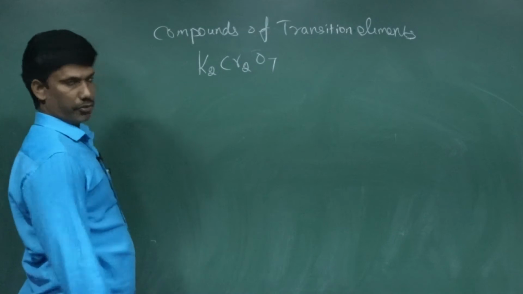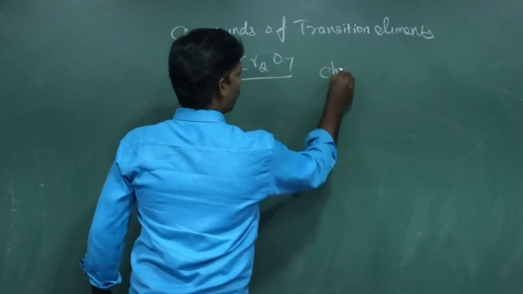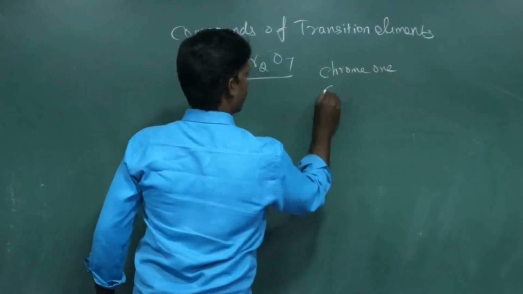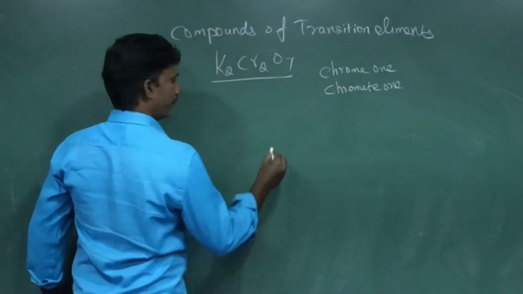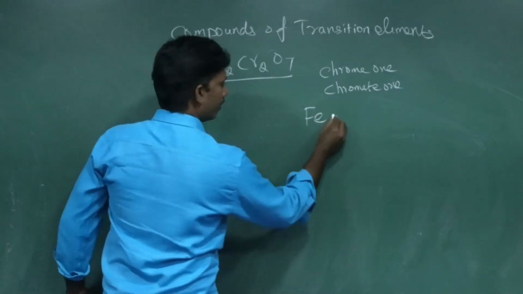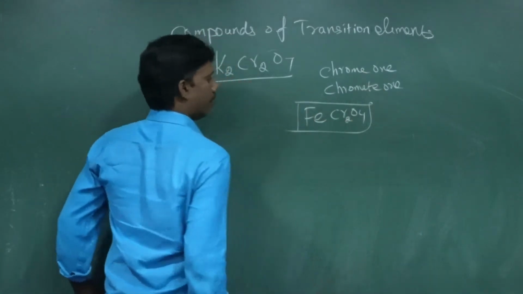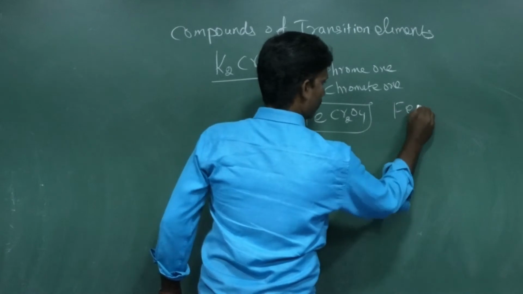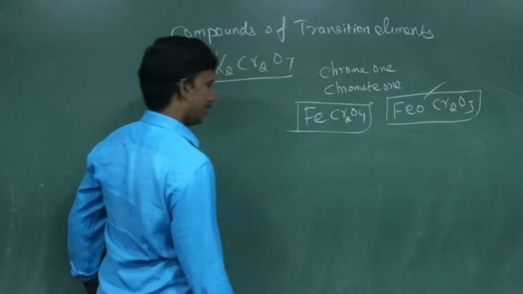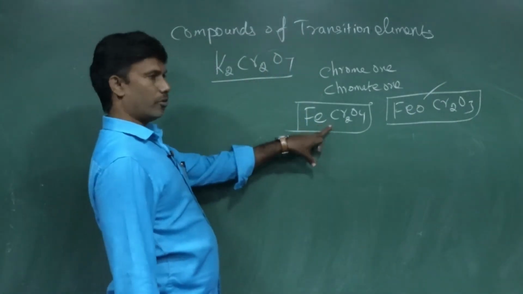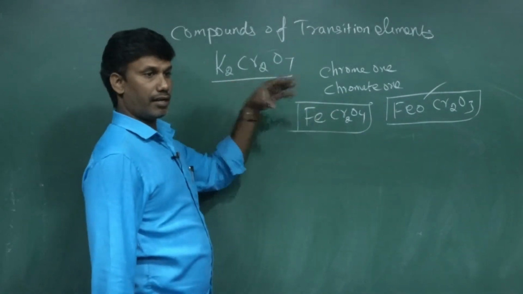K2Cr2O7, potassium dichromate. Preparation. It is prepared from chrome ore, or chromite ore. The formula is FeCr2O4. This can be written like this, FeO.Cr2O3. Both are the same. In some books they give it like this, in some books like that. It is a chromite ore, and it is an oxide ore.